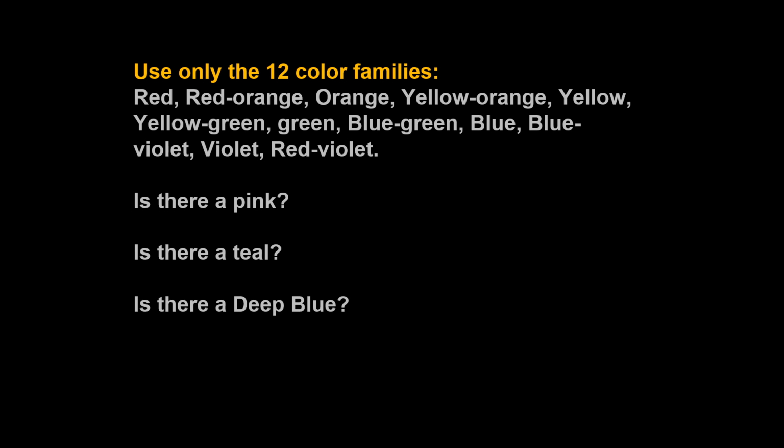So on this family range, is there pink? Nope. Pink is basically a light red. If you add white to red, you will get a pink, but there is no pink color family. Is there a teal? No, there is not. A teal is basically a blue-green. It's a certain range of blue-green that we call teal, but it's still a blue-green.